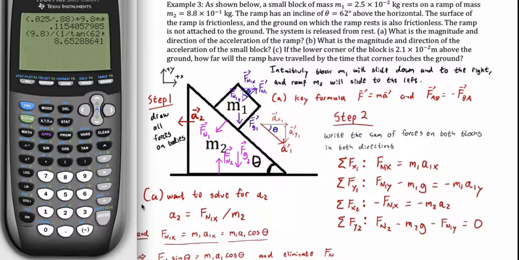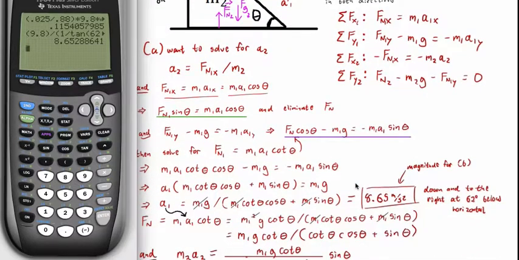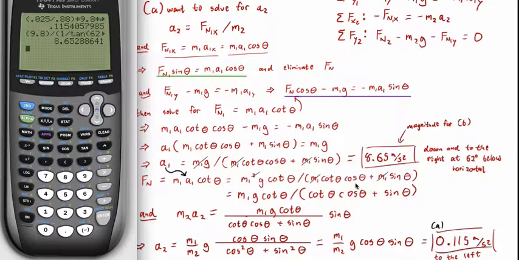Then we only have part C to answer, which will give us a distance and ask, if that lower corner is a certain amount above the ground, how far will the ramp have traveled by the time the corner touches the ground? We're going to use some kinematics here and find exactly how far things move just by taking all the accelerations that we solved and plugging them into kinematic equations. I will not solve that now, but I will leave that up to you. And thank you.